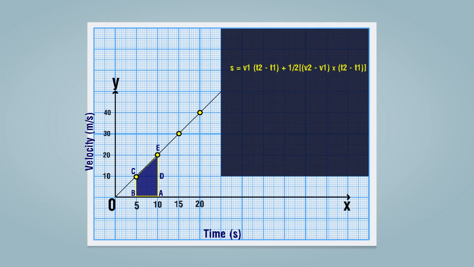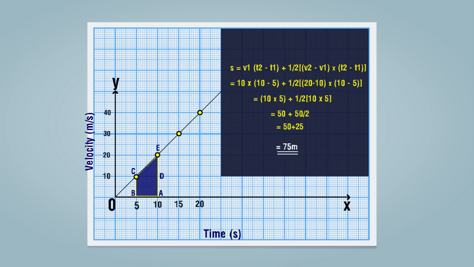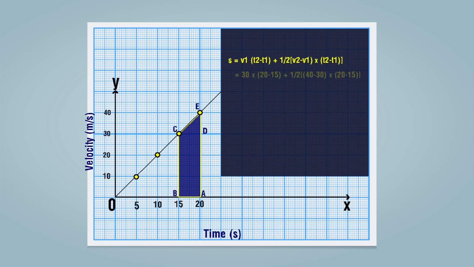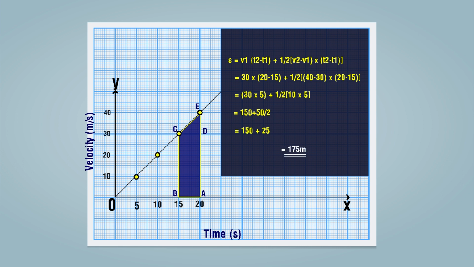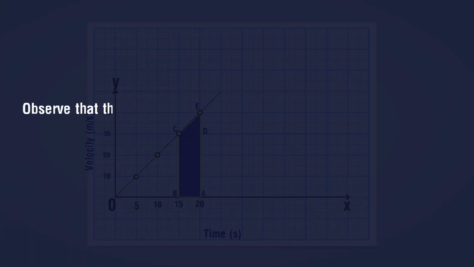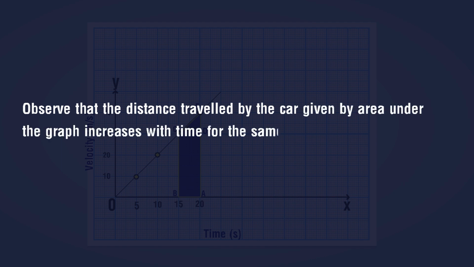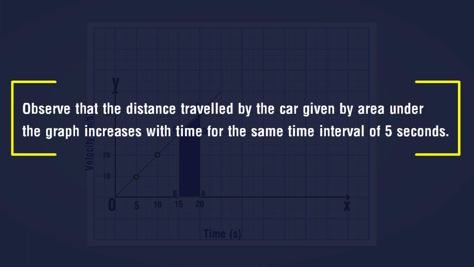Let us now determine the distance travelled by the object between 5 and 10 seconds. Calculate the distance travelled for 5 seconds. Repeat the calculation of distance travelled up to the final time. Observe that the distance travelled by the car, given by the area under the graph, increases with time for the same time interval of 5 seconds.